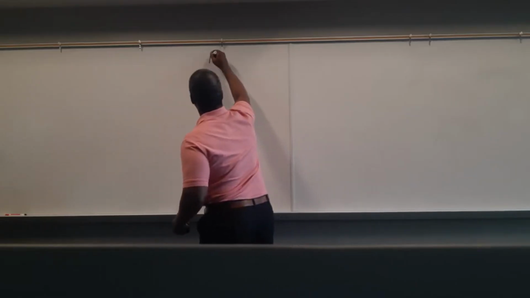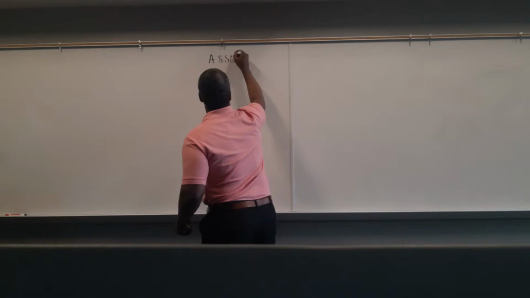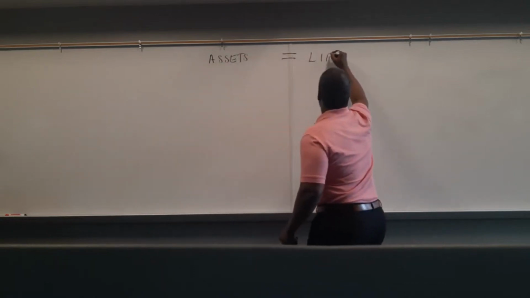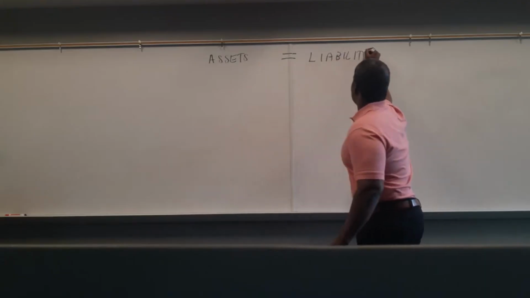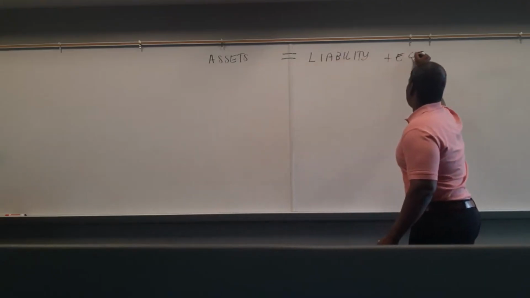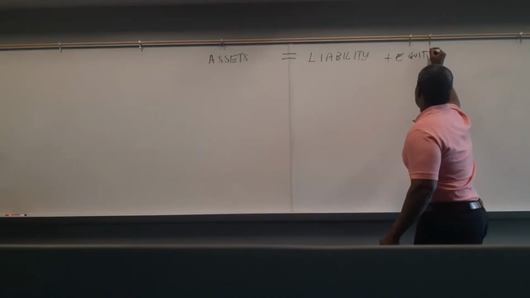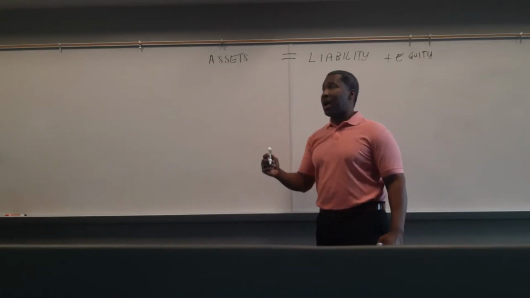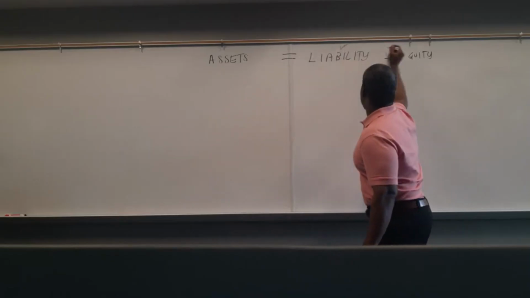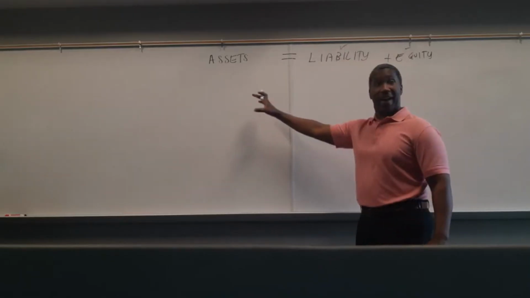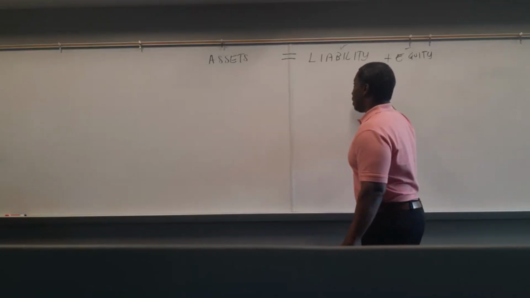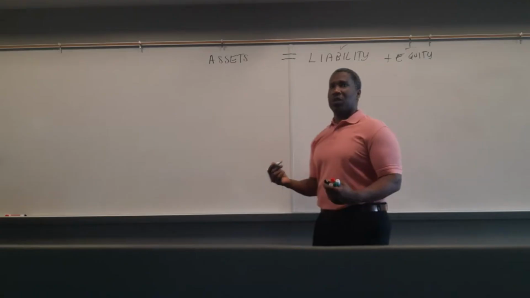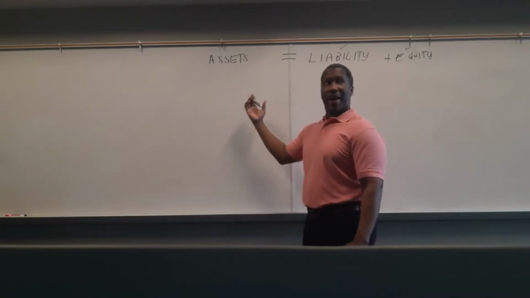So just going back to what we've done a lot of times, assets equals liabilities plus equity. Now, after this, as we go to the fourth module, we're going to spend a lot of time over here. It's still going to affect some things here, but the fourth module is going to talk about liabilities and equity. So right now, we're talking about assets.